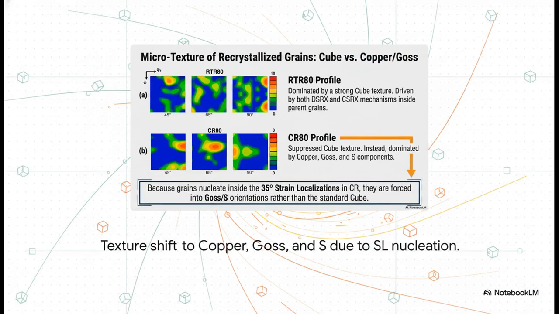And here's the macroscopic result of those 35-degree bands. In standard room temperature rolling at an 80% reduction, we get this very standard dominant cube texture. But for our cryogenic sample, because nucleation is locked strictly within those angled strain localizations, that standard cube texture is physically suppressed. No way around it. Instead, the material is forced into developing copper, Goss, and S orientation components.